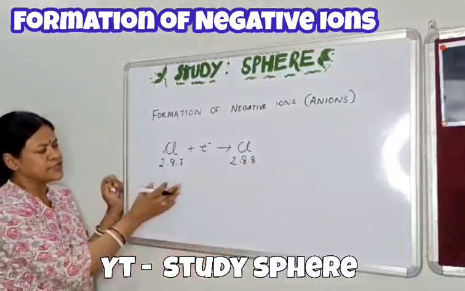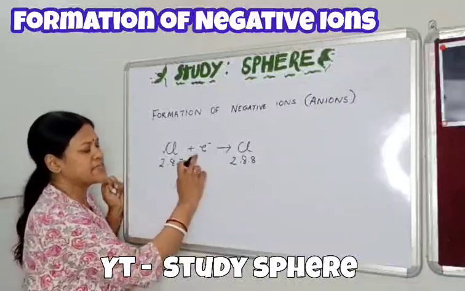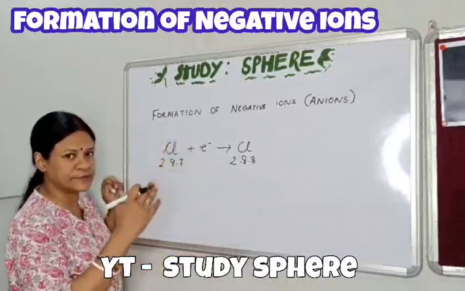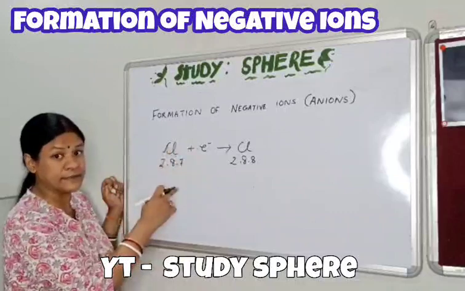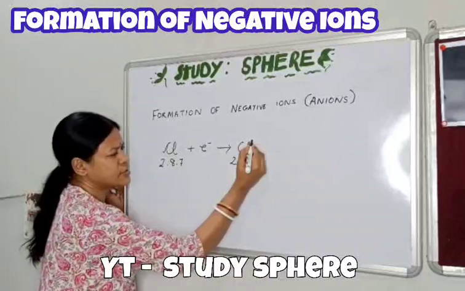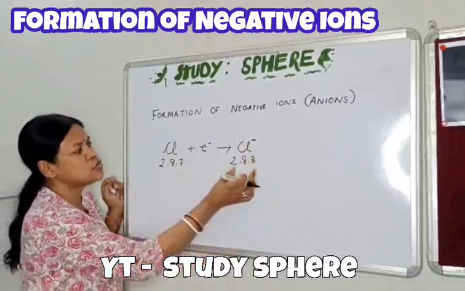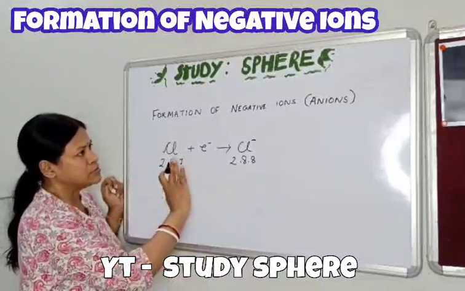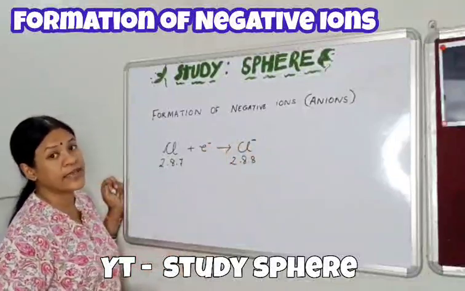Just see the configuration. This is the configuration of chlorine, but by accepting one electron, and electrons are always added in the last shell, which means you have 3 shells, so it will be added in the third shell. So by accepting one electron, what will be the charge? Minus. So what do you find? 2, 8, 7 becomes 2, 8, 8. In that way you are forming what type of ion? A negative ion.